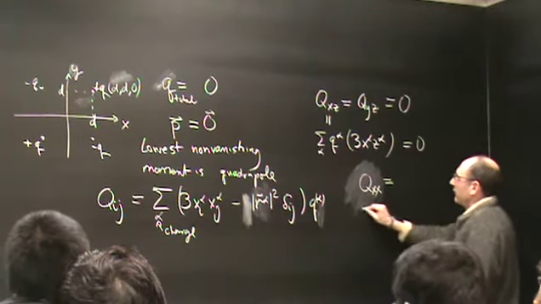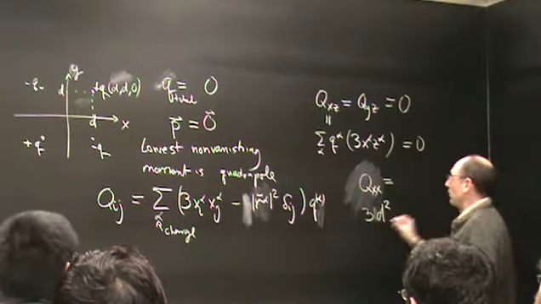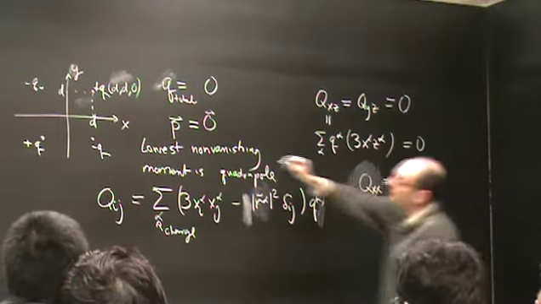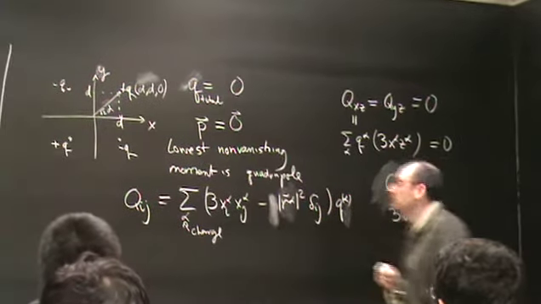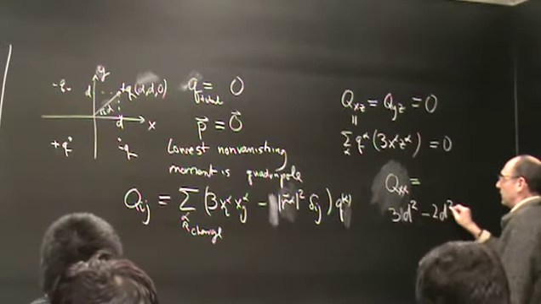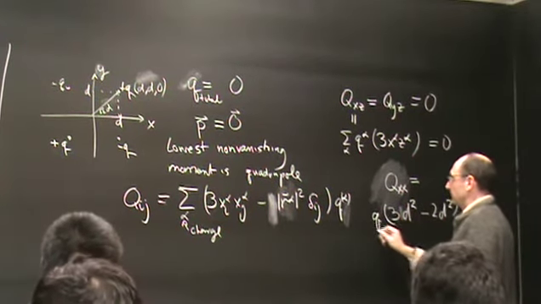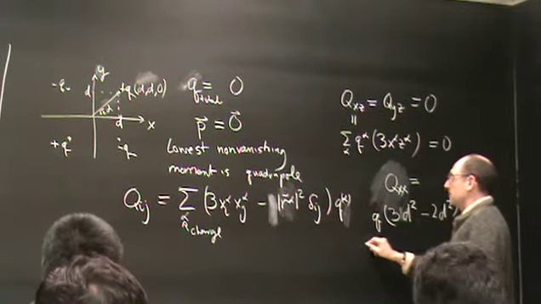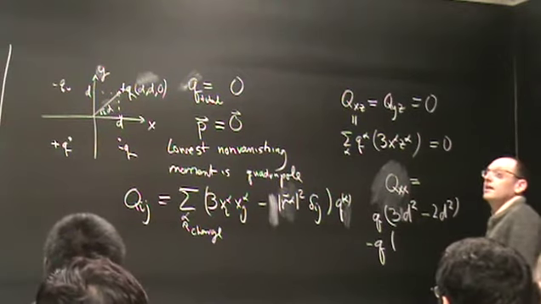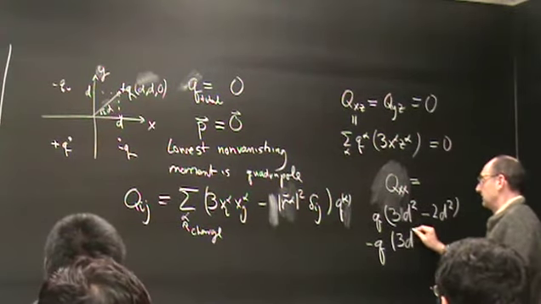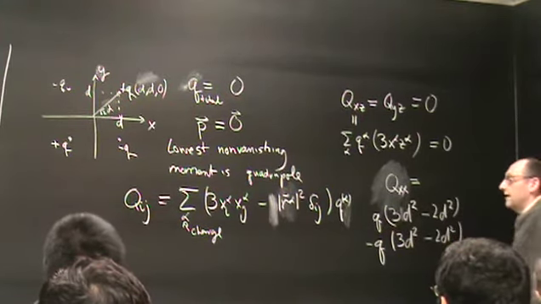The 3 times the x coordinate of charge number 1 minus this distance squared, which is the square root of 2d, minus 2d squared. That's for charge 1 times q. Then we got charge 2. It's got a charge minus q. Its x coordinate is the same, and its distance from the origin is the same.